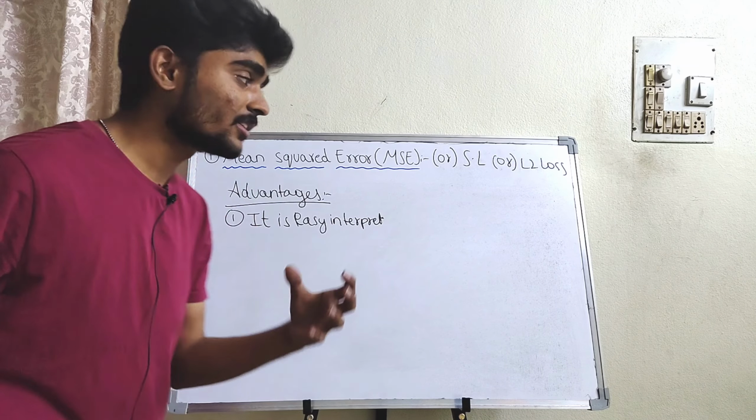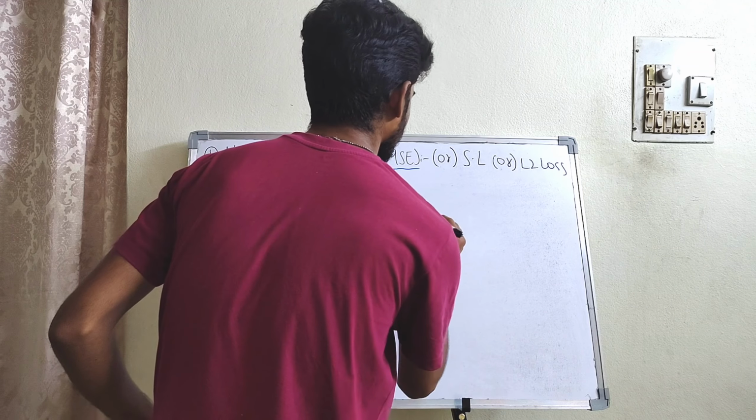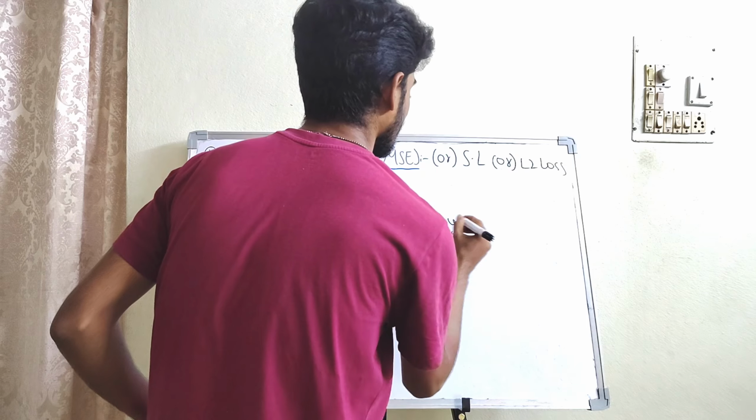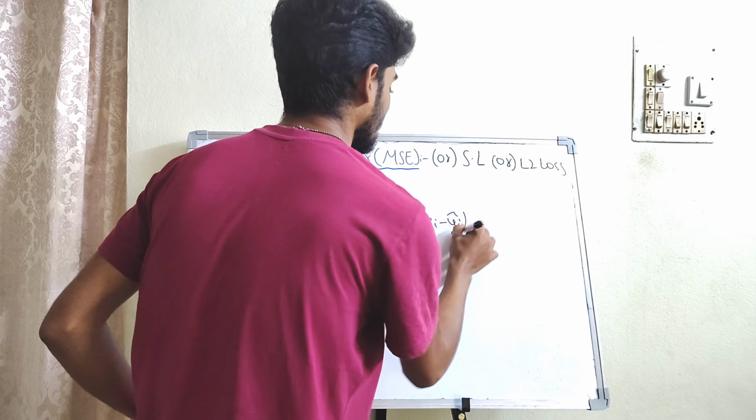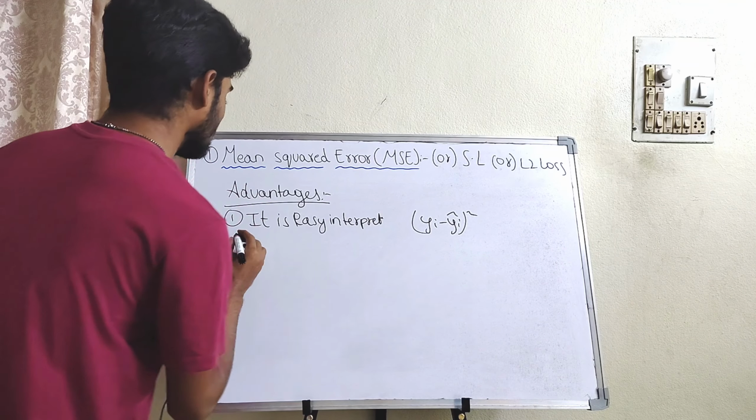When compared to other loss functions, it is very much simple, that is (y minus y hat) whole square. It is looking very much simple, right? That is why we say that it is easy to interpret.